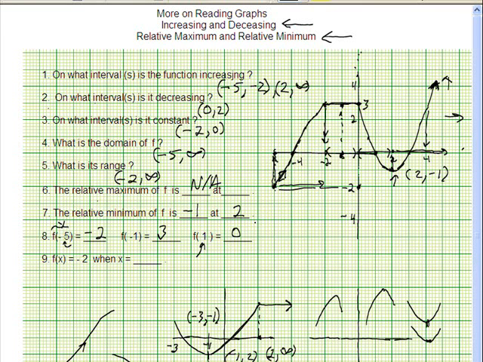And the last question said, suppose y, or f of x, is -2. What is x? Well, let's see if there's any place where y is -2. Well, this point right here corresponds to -2. It's the lowest point on the graph. No other point corresponds to -2. Well, what is x right here? Well, x is -5. So we put here y is -2 when x is -5.